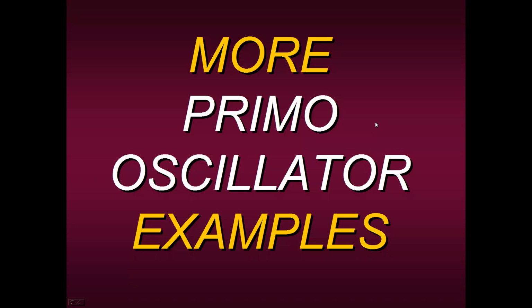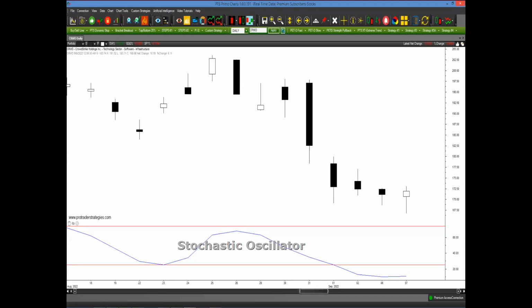All right, so let's look at some more Primo oscillator examples. I'm just going to be sharing with you this one technique. As I said, there are 3 different techniques. I'm going to be sharing with you just one of them because I don't want to give away everything that's included in the course. Okay, let's look at another standard stochastic oscillator example right here, okay?